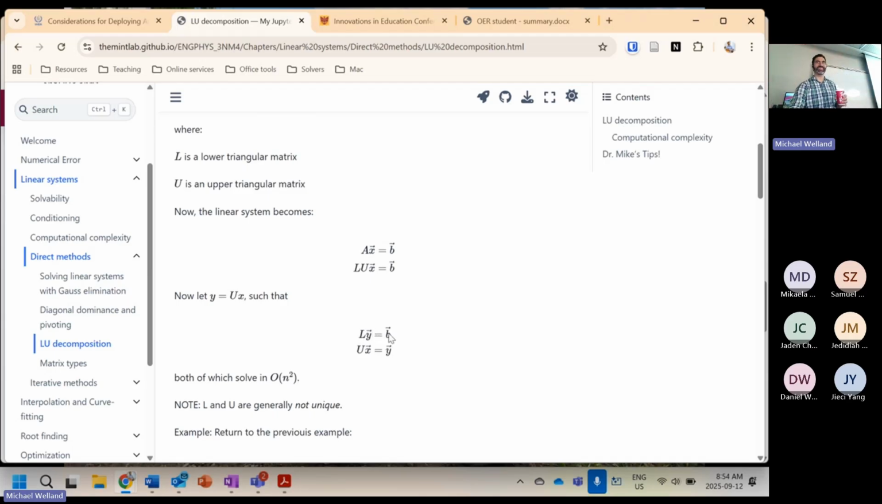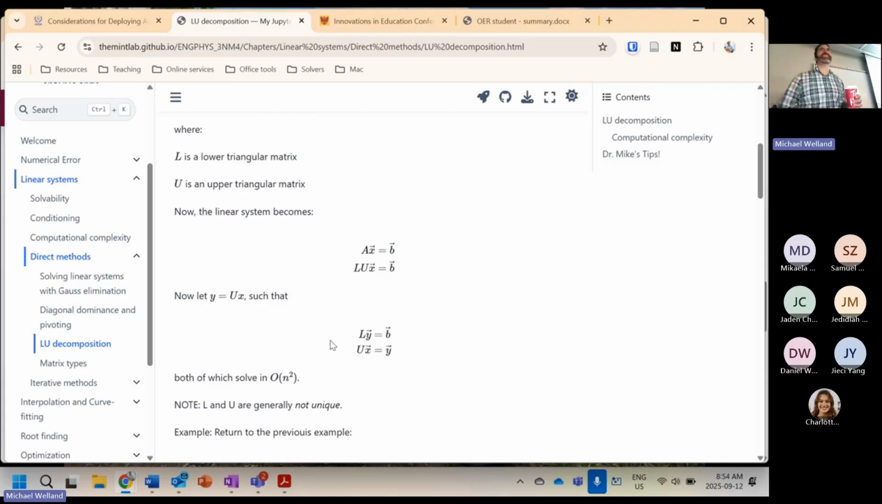This equation, because this is a triangular matrix, solves in O(N squared). This one, because it's also triangular, also solves in O(N squared). The problem is that decomposing it costs O(N cubed). So there are reasons. It's not an obvious thing. I'll tell you why we do this.